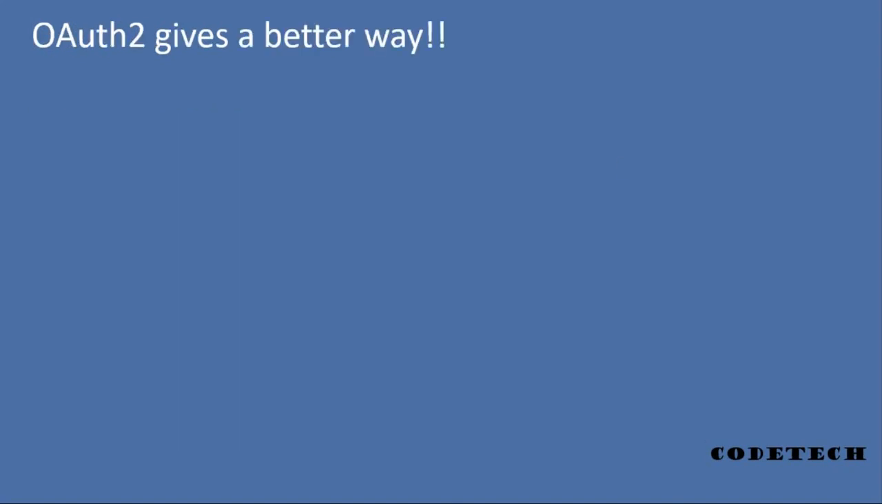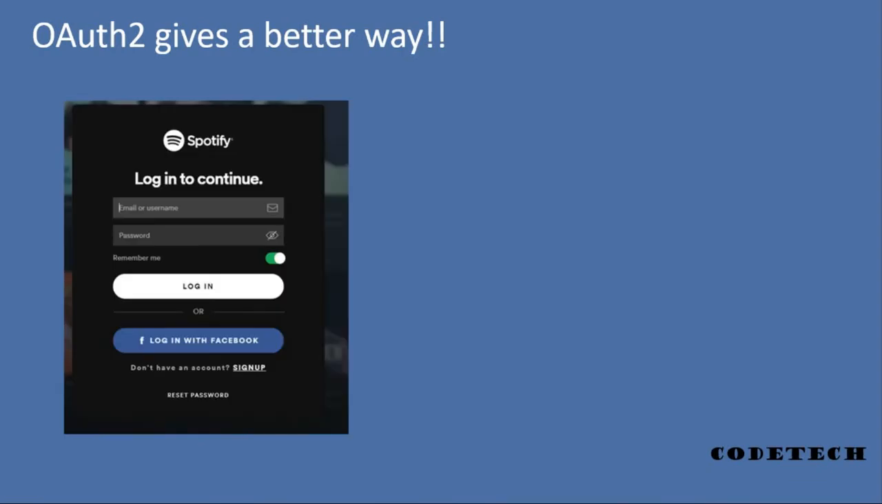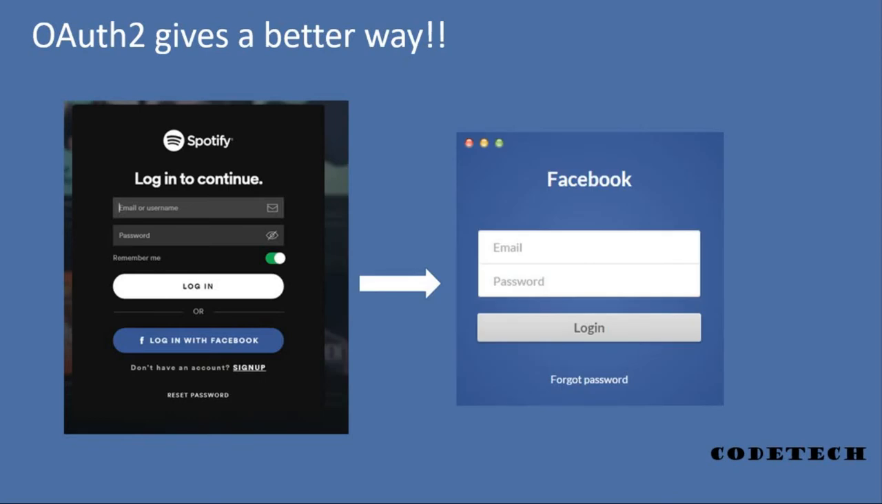OAuth2 comes to the rescue and gives a better way. Let's take an example of the Spotify app. A login form of the Spotify app would look something like this, where the user can enter his username and password to log in, or he's also provided with an option to log in with Facebook. Once the user clicks on login with Facebook, he will be redirected to the Facebook page where he can log in with his Facebook credentials. And once the user is authenticated by Facebook, he will be redirected back to the Spotify page. This feature is known as OAuth2, and the previous two problems that we saw are now solved by OAuth2.